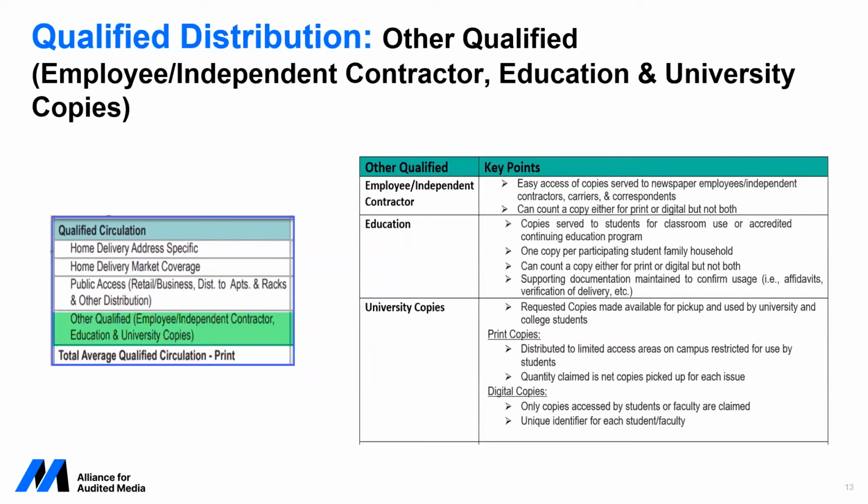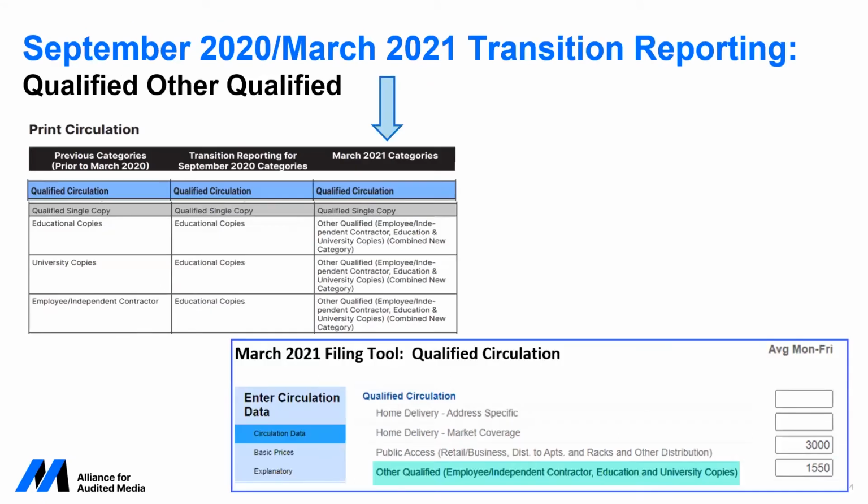The next consolidated category is called other qualified. Other qualified is made up of 3 categories: employees, education, and university copies. All 3 of these are now classified under other qualified. In the past, they used to have their own separate line item. They got consolidated in September. So if you had education, university, or employees, you reported it under education copies in September. And then education copies has been relabeled to be other qualified, which means employees, education, and university copies.